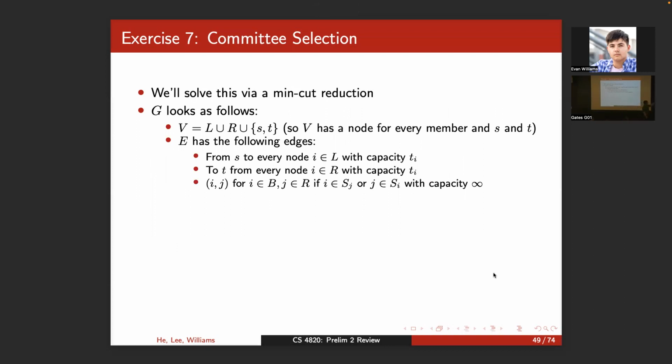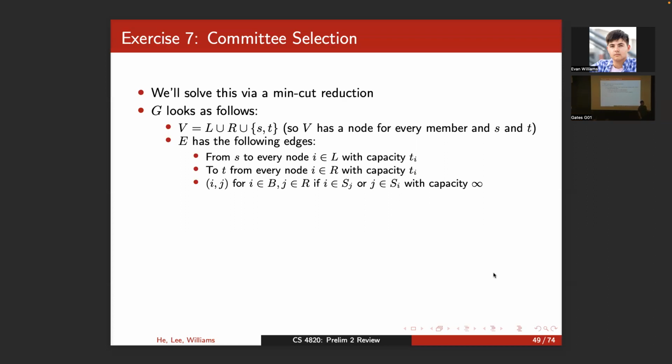And from S to every node in L, we'll draw an edge with capacity Ti, which is the years of experience of that party member. And from every node in R to T, we'll also draw an edge with capacity Ti, which is the years of experience for everyone in that party, right? And in total, between L and R, we should have N nodes. Does that make sense? And then, for i and j, basically, oh, that should be L, not B, my bad. So if i is in L and j is in R, and i has an ideological difference with j, then we're going to draw an edge from i to j with capacity infinity, right?